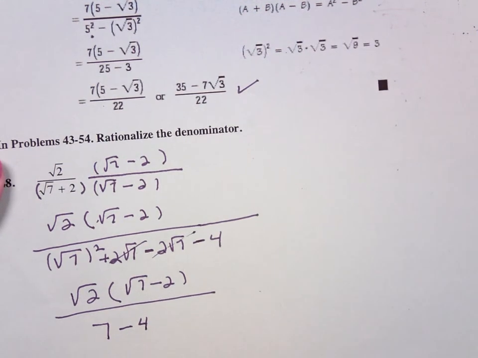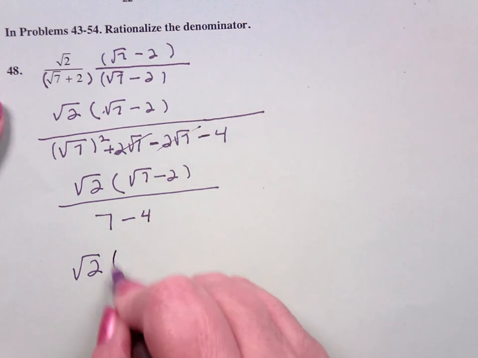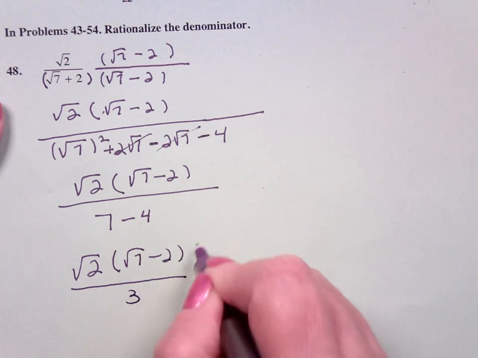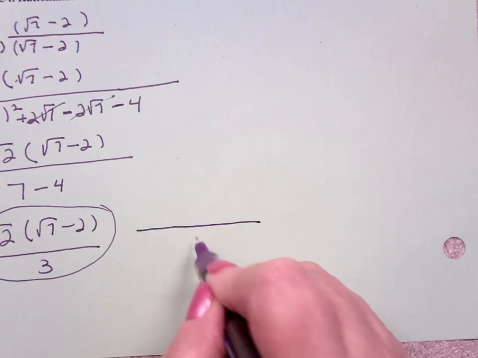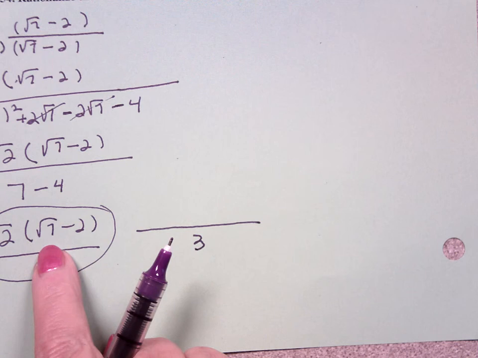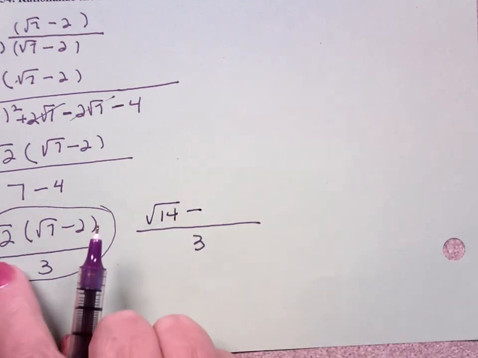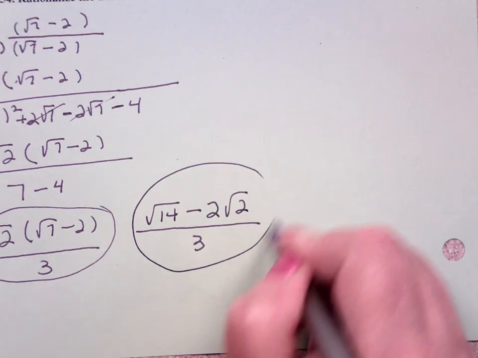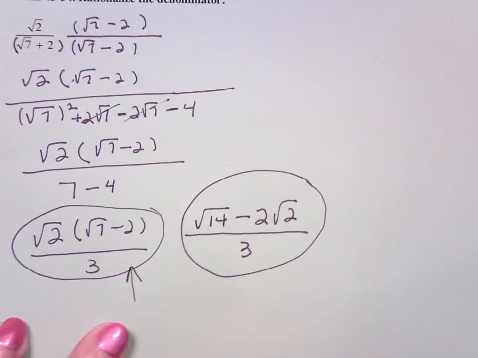which is the square root of 2 times the square root of 7 minus 2 over 3. That is a perfectly good answer. You could also distribute the square root of 2 so that you could end up over 3. Square root of 2 times the square root of 7 is the square root of 14 minus the square root of 2 times 2, which is just 2 square roots of 2. That's perfectly fine as well. Personally, I like that one far better.